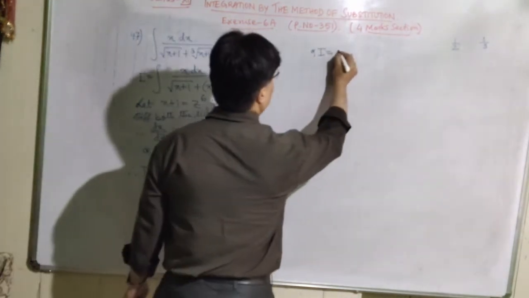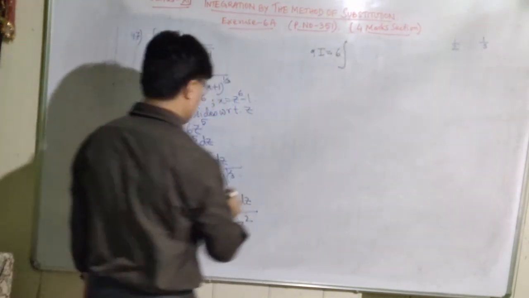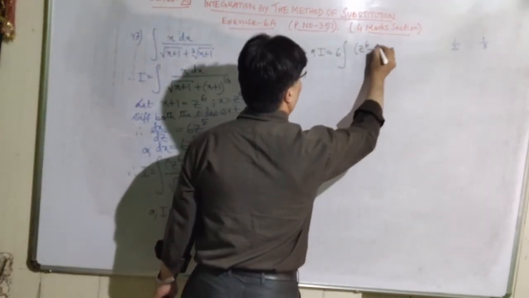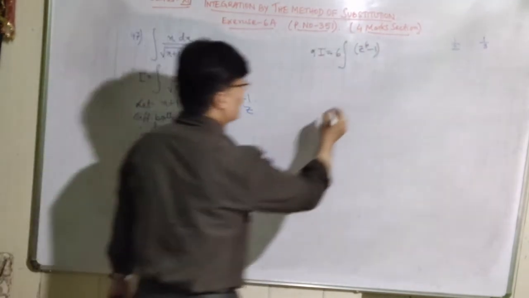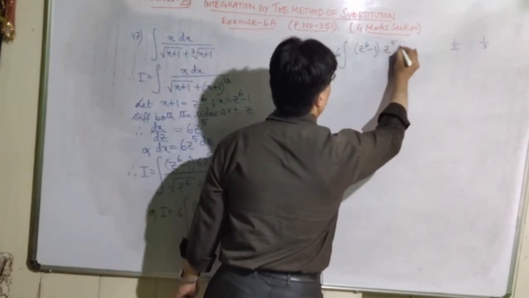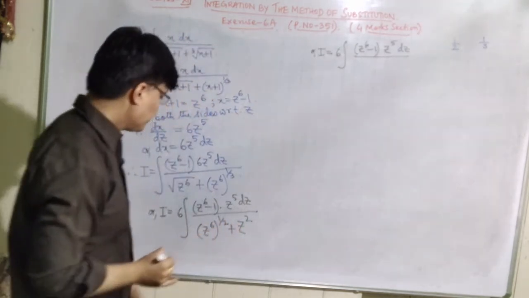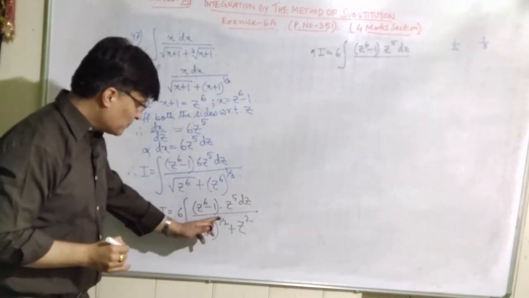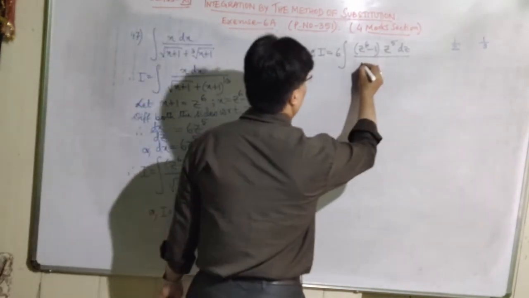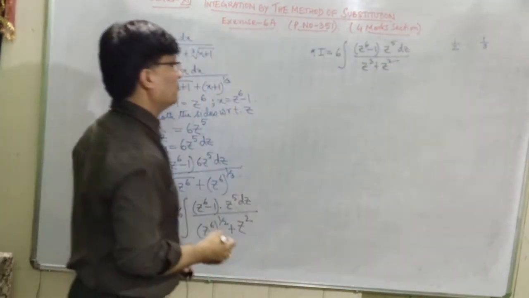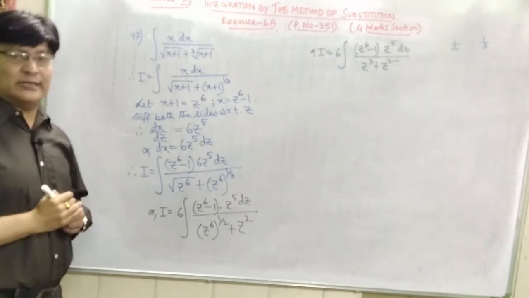6 integration of z to the power 6 minus 1 into z to the power 5 dz whole divided by, now we can divide 6 by 2, that is 3, z cube plus z square. It is z cube plus z square. Okay.